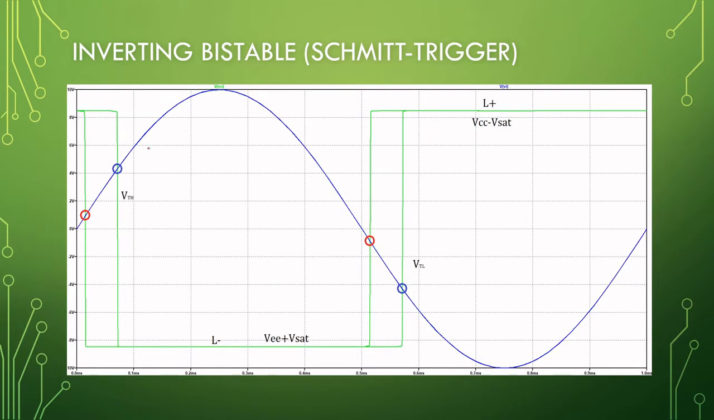Let's go to an example. The sine wave is the input to one of these bistables. You'll note that the output is at the high, the upper limit. We call that L plus. The lower limit is L minus. So this is the output of the op amp. At the first trigger, the red one, the moment that this sinusoid reaches 1 volt, the high trigger, the output of the amplifier will switch to a low state.